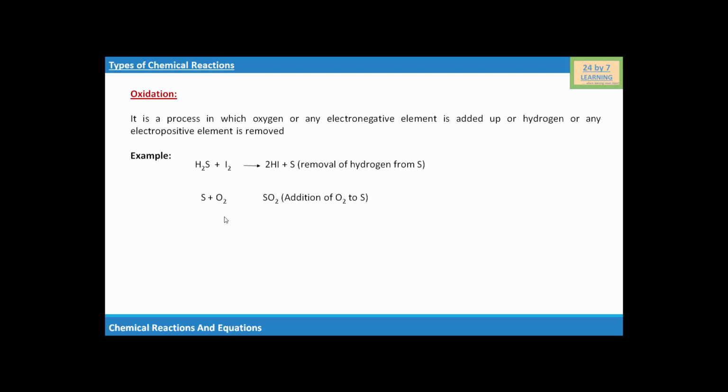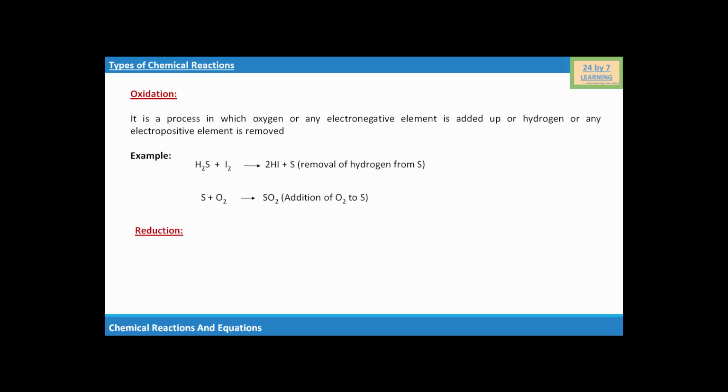We can see another reaction for oxidation. Here sulfur is reacting with oxygen to give SO2, that is sulfur dioxide, and here you can see oxygen is adding to sulfur. That's why it is also an example of oxidation.